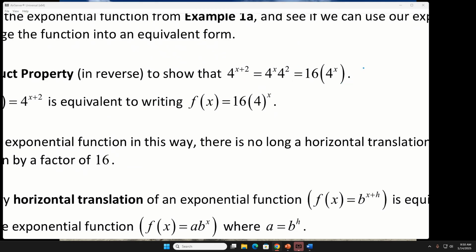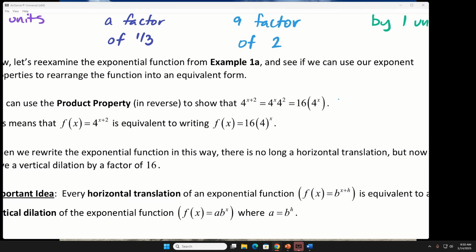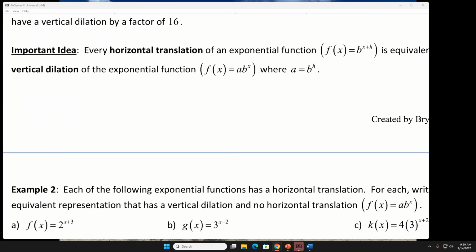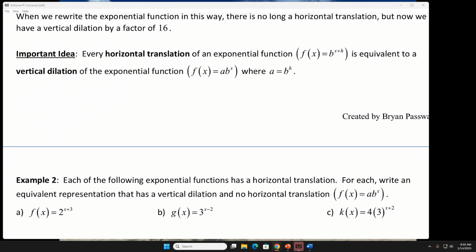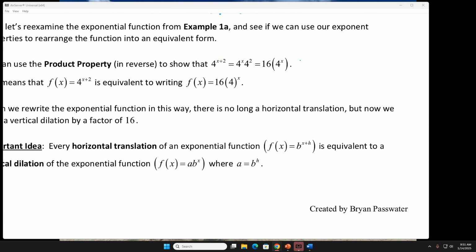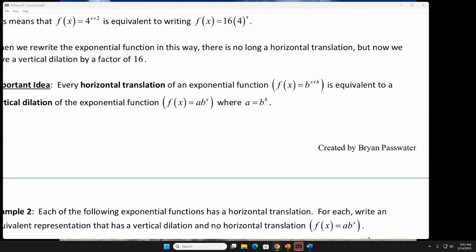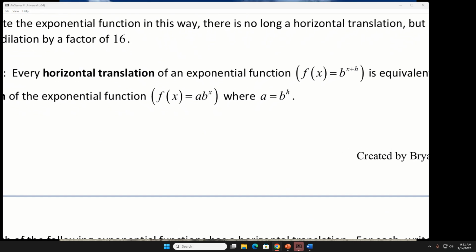All right, and so there is a shortcut if you want to use it, or we can always just go through the steps if you want to. But if you have a function, a base raised to x plus some kind of constant, you can rewrite it with a vertical dilation where you do b to that constant, that's going to be the thing in the front, and b to the x is going to be after.